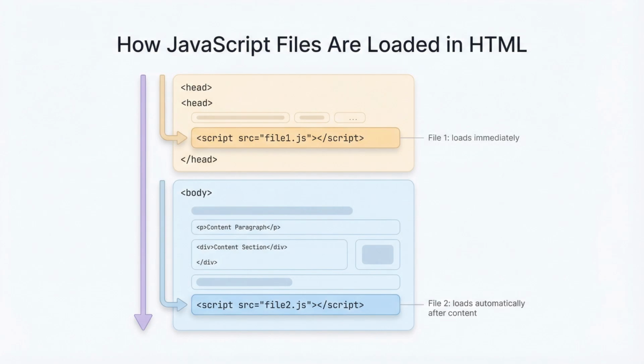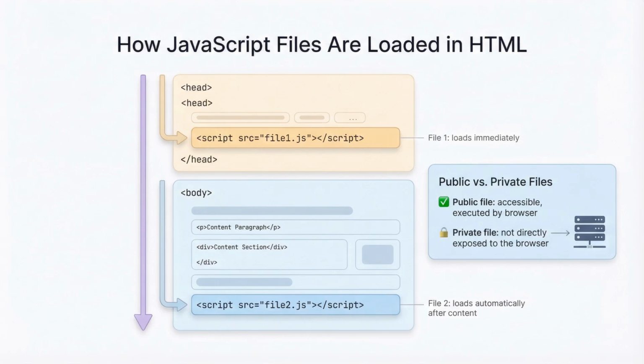Let's start with something foundational, how JavaScript files actually get loaded into a web page. Inside your HTML document, you can include JavaScript using a script tag. The position of that tag matters a lot. A script placed in the head section loads right away, before the rest of the page renders. A second script placed at the bottom of the body loads automatically after the HTML content has been parsed. This ordering controls what runs first.